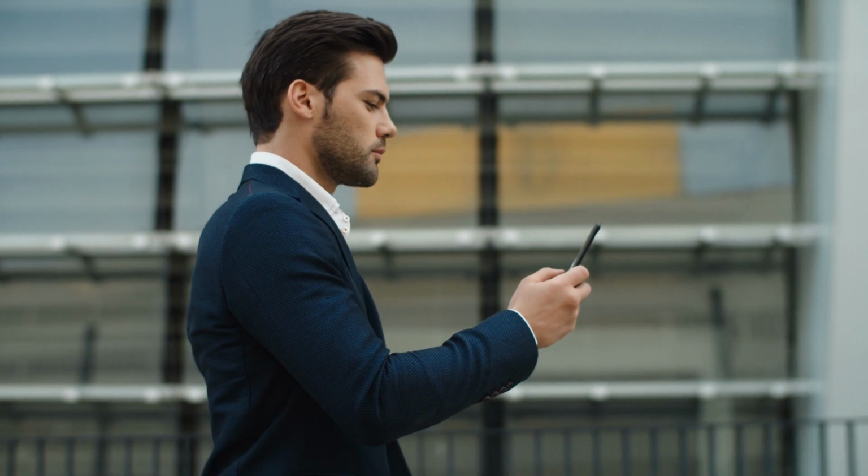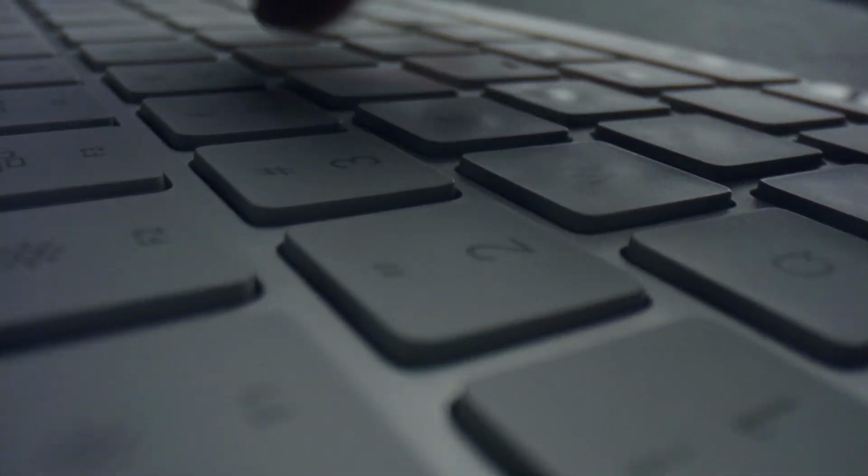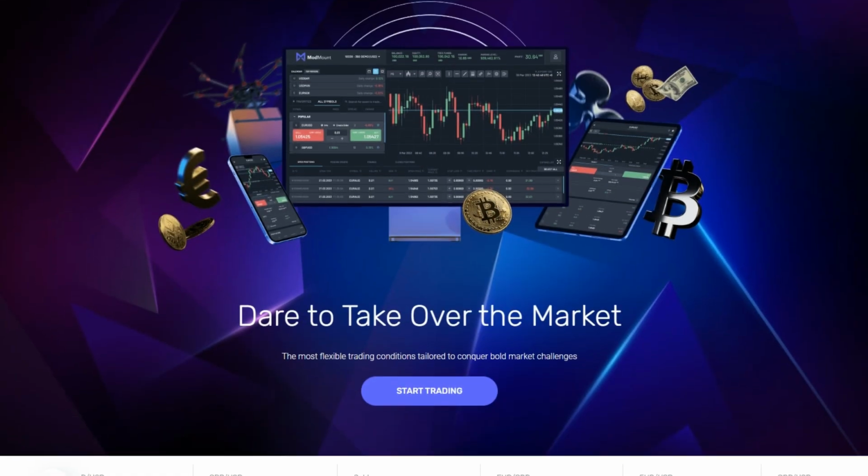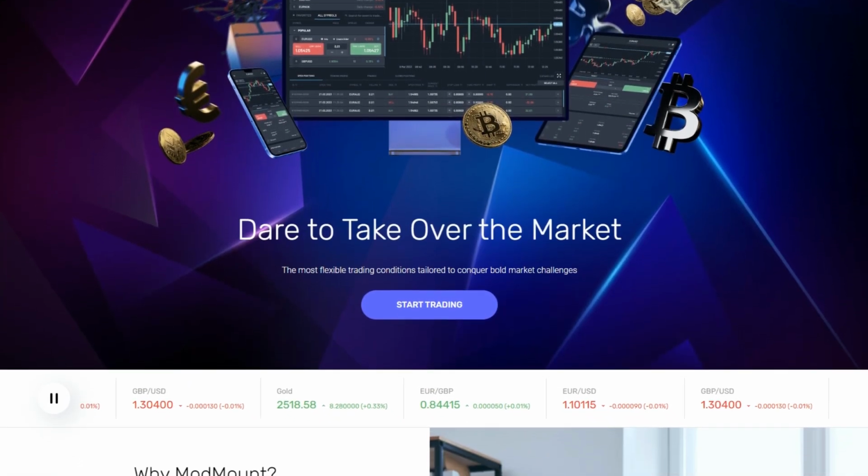Whether you're just starting or you're a seasoned trader, our platform is built for you. Today, we'll take you through a complete tutorial of ModMount and show you why it's the ultimate trading platform.